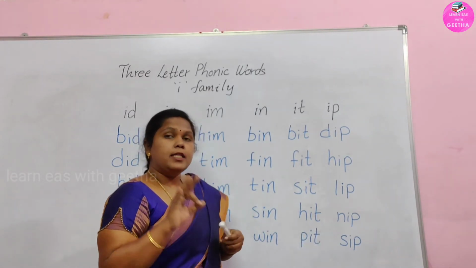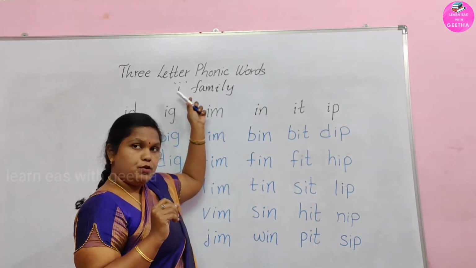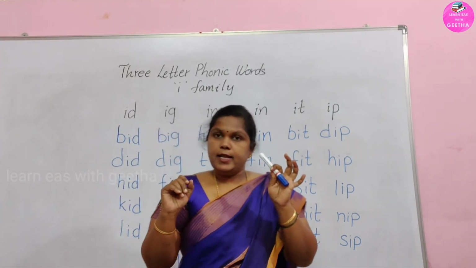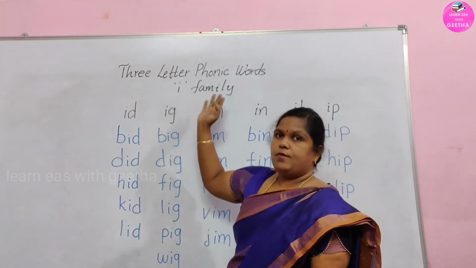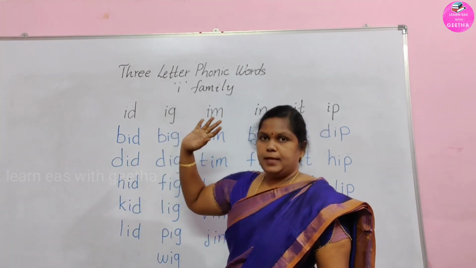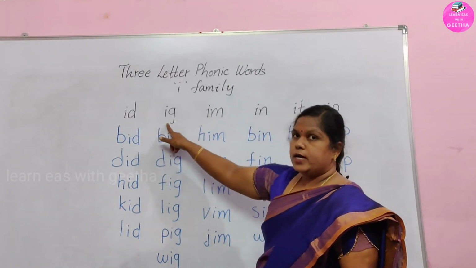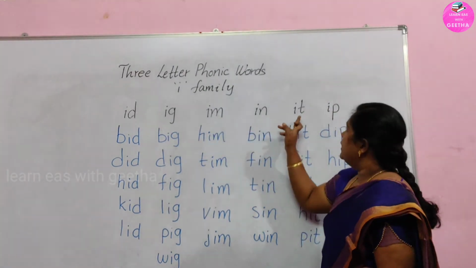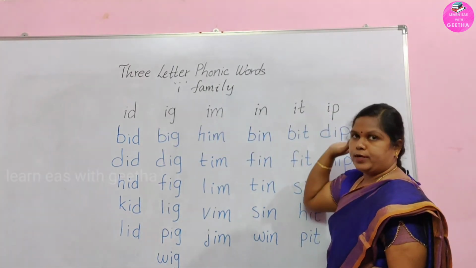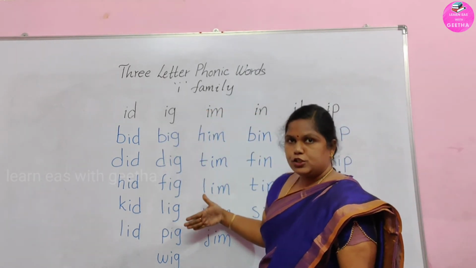All these are three-letter phonic words using I. We already learned about A and E, and this is about I family. What family? I family. In I family, id words, ig words, im words, in words, it words, ip words. All these words we have learned today.